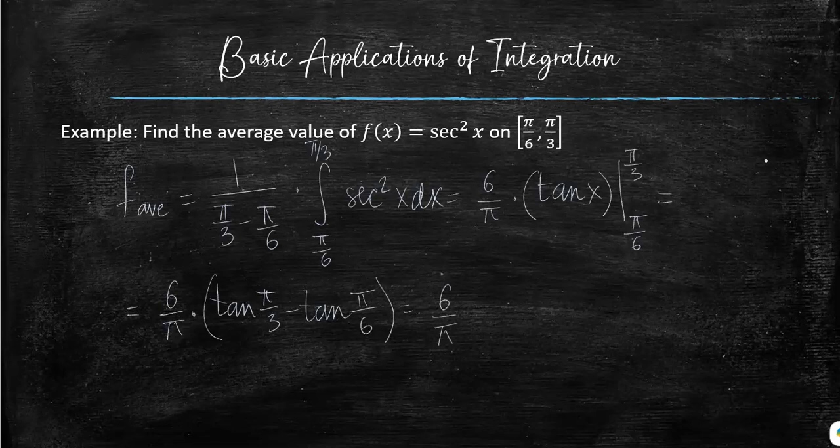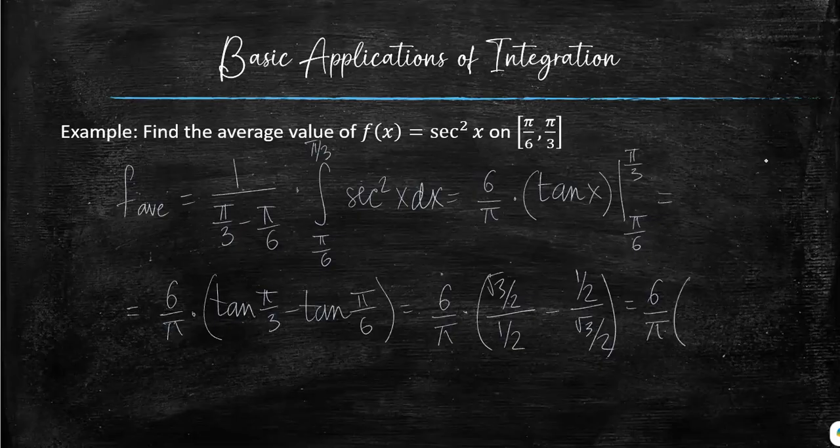Let's see, what is tangent of pi over 3? It's sine of pi over 3 divided by cosine of pi over 3. Sine of pi over 3 is root 3 over 2. Cosine is 1/2. And for tangent of pi over 6, it's the other way around. It's 1/2 divided by square root of 3 over 2. So the final answer is 6 over pi.